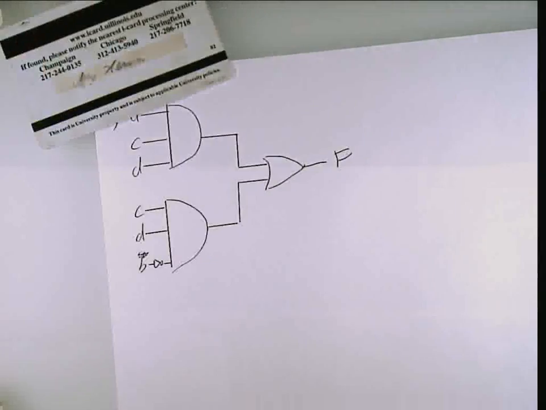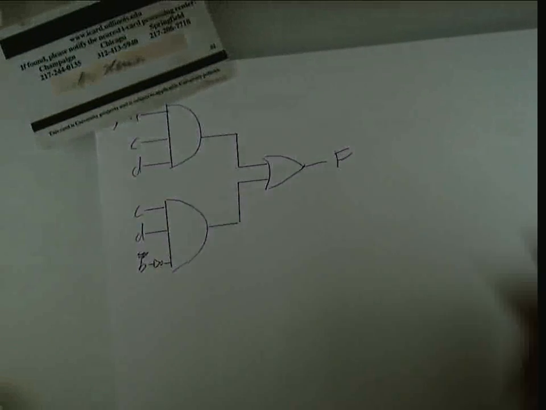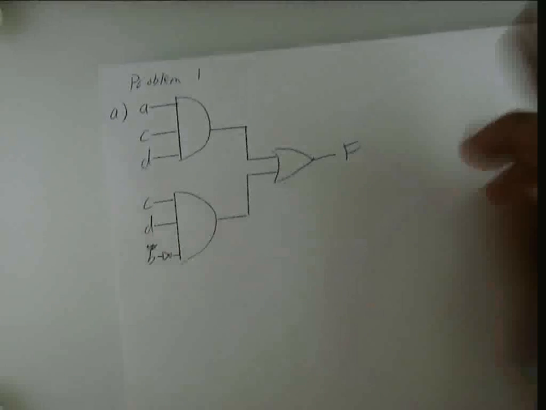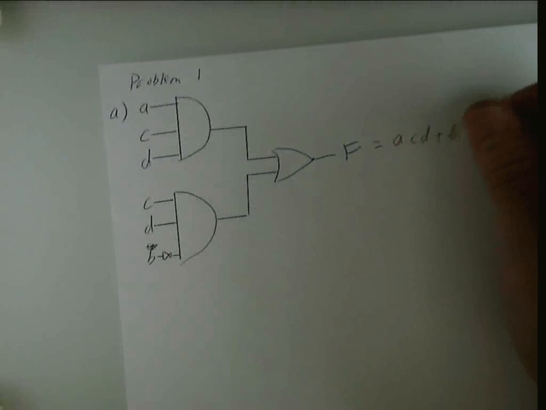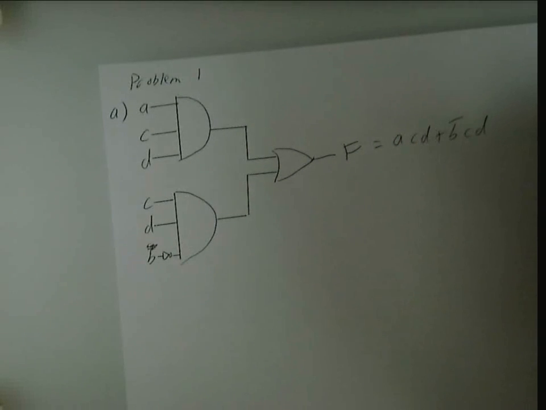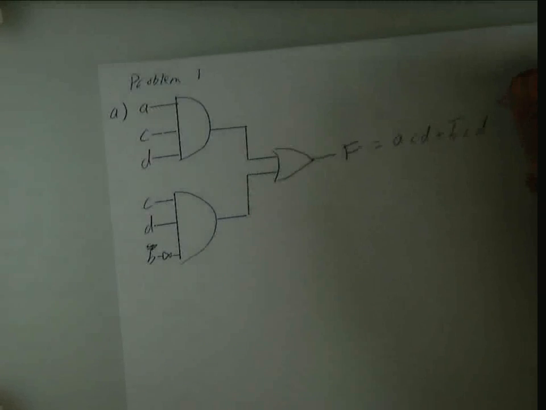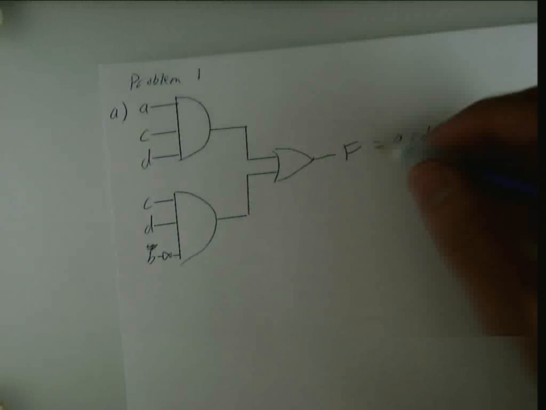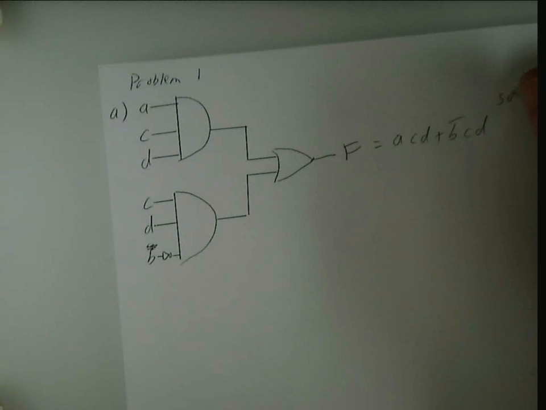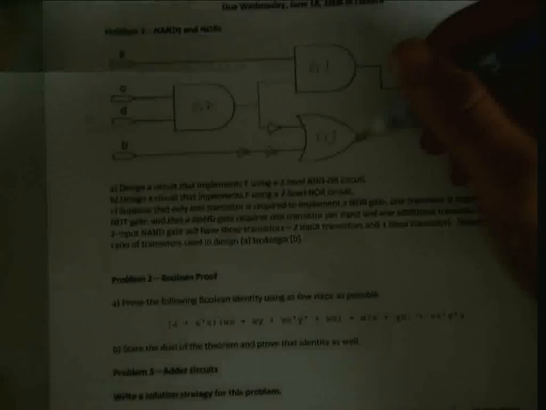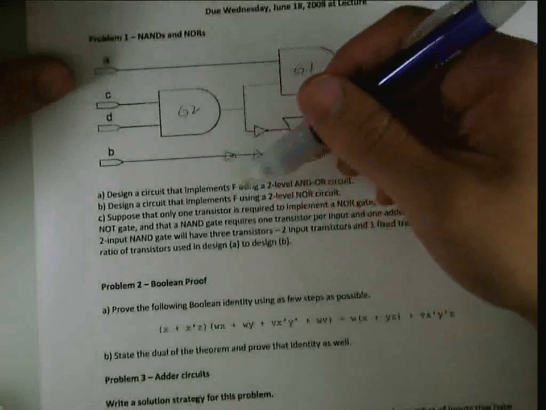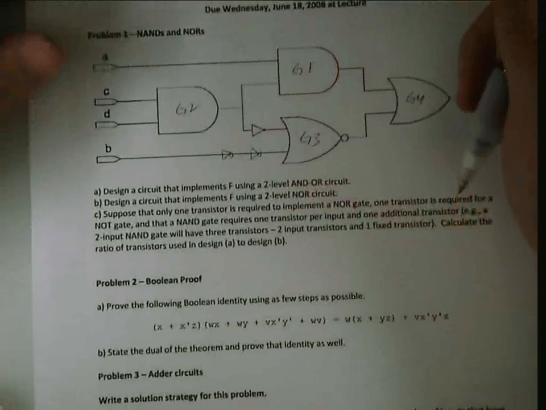And we solve for F. So here F is essentially equal to A, C, D, or B bar, C, D. This is our SOP expression. So, now what do we need to do next? That's done. We need to design a circuit that implements F using a two-level NOR circuit.